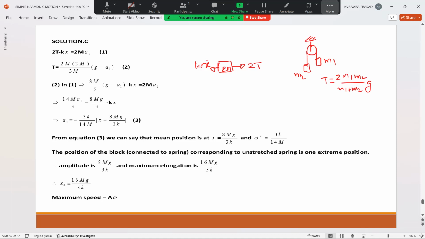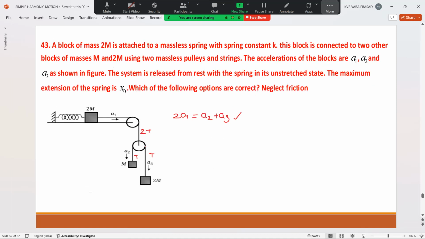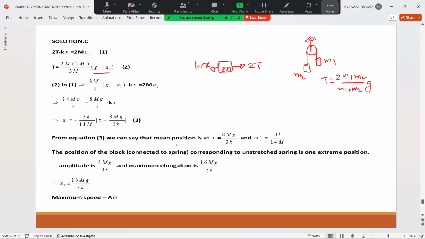So here we have taken 2 M1 M2 by M1 plus M2, but in the place of g, I have taken g minus A1. The reason is that this pulley is now moving down. I am showing here, the pulley is moving down with acceleration A1. That's why we have taken g minus A1.